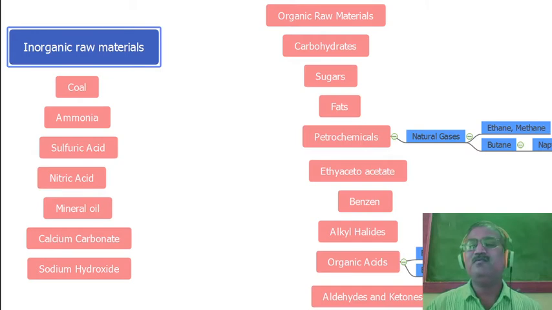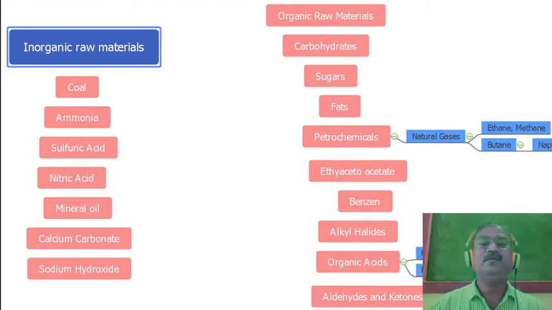The next important raw materials are the different types of mineral oils which are obtained from different mines as well as refineries. The next one is calcium carbonate and next is sodium hydroxide. These are some examples of inorganic raw materials which are regularly utilized in various types of chemical industries. That is the basic first requirement which is fulfilled by some of the chemicals as inorganic raw materials.